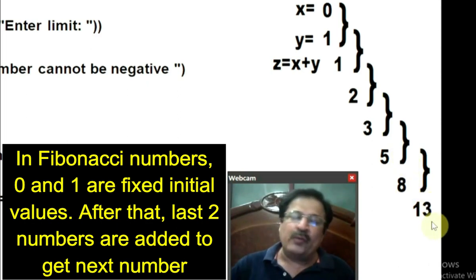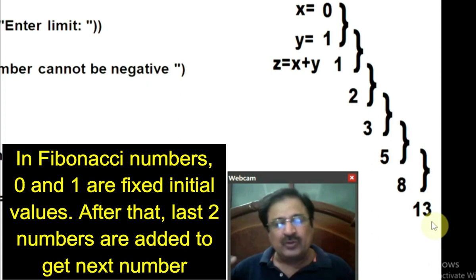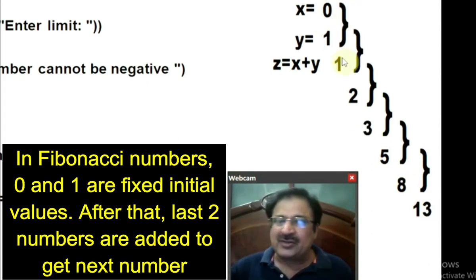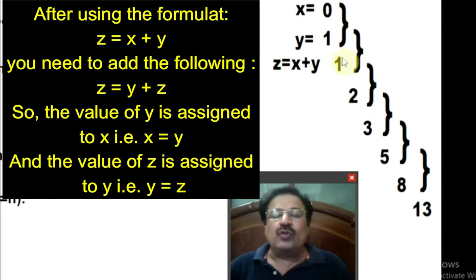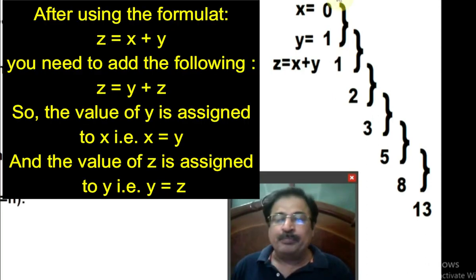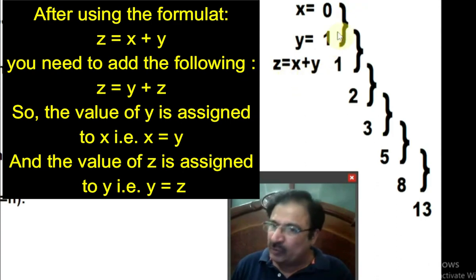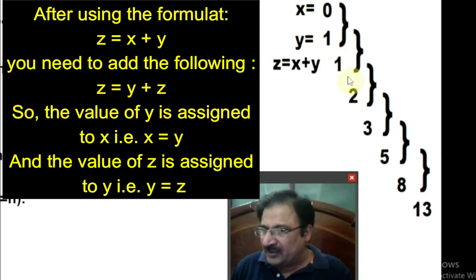So, what are Fibonacci numbers? The values 0 and 1 are already there. After that you have to just add the last two digits. Okay, always. So what is the logic I'll use in this program? I will make use of two variables x and y. I'll initialize x to 0, y to 1. Then I'll use the formula z is equal to x plus y, because I want the sum of 0 and 1, right? So z has become the sum of 0 and 1, that is 1.